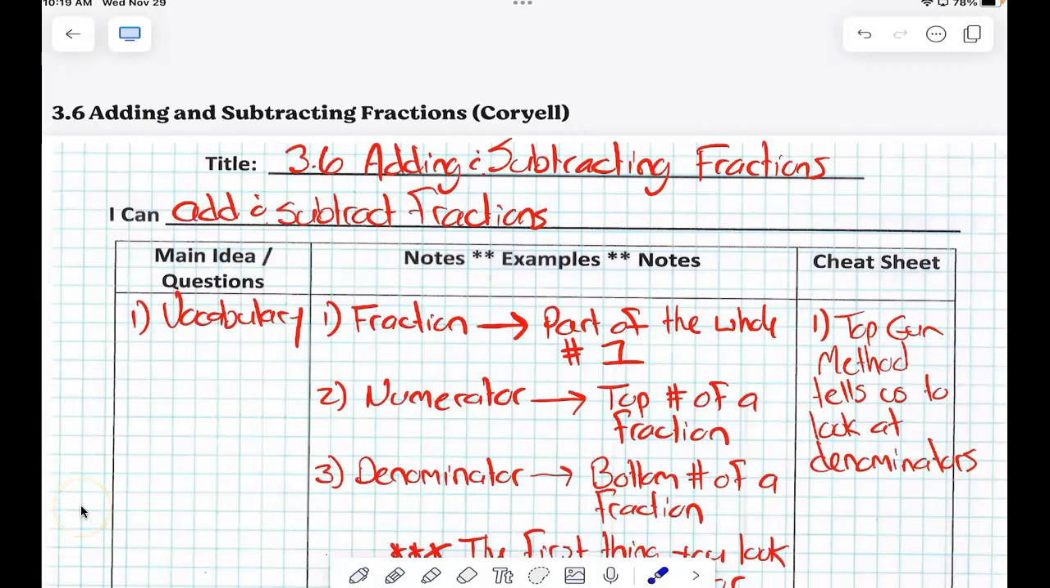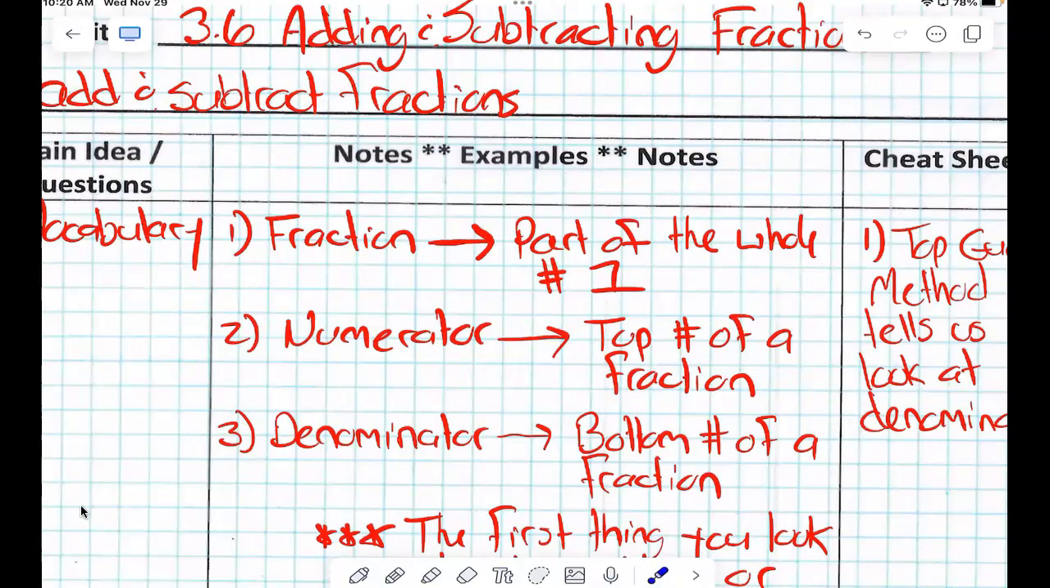Today we finished up 3.6, adding and subtracting fractions. Can you add and subtract fractions? Yes. All right, here we go. A fraction is part of what whole number? 1. It's part of the number 1.